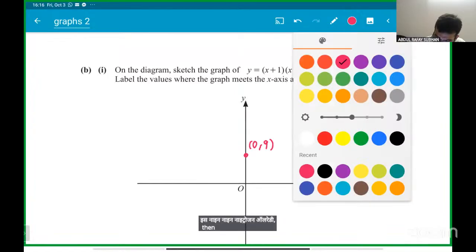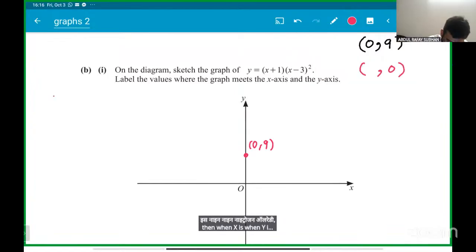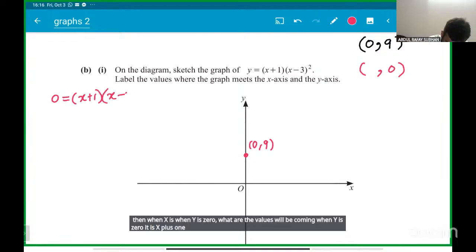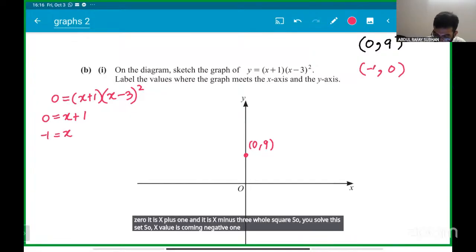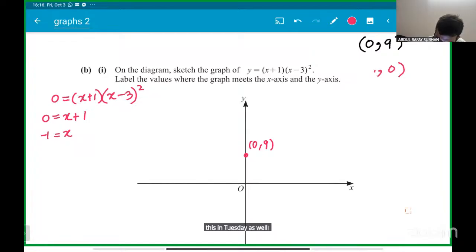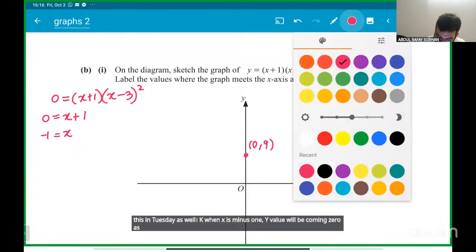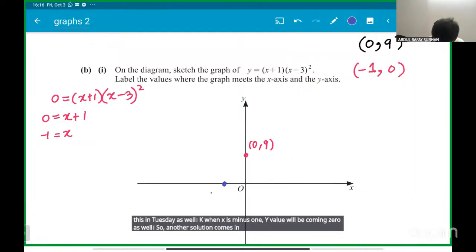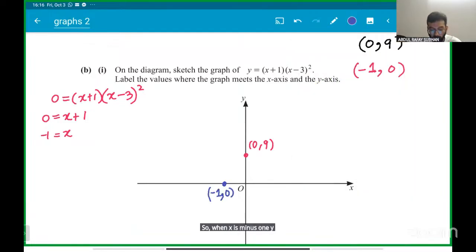Then when y is 0, what values will be coming? When y is 0, it is x plus 1 and x minus 3 whole square. So you solve this, sir. So x value is coming -1. We have done this on Tuesday as well. When x is -1, y value will be 0 as well. So another solution comes in. Okay, sir, when x is -1, y is 0. Am I right? Everyone getting it?